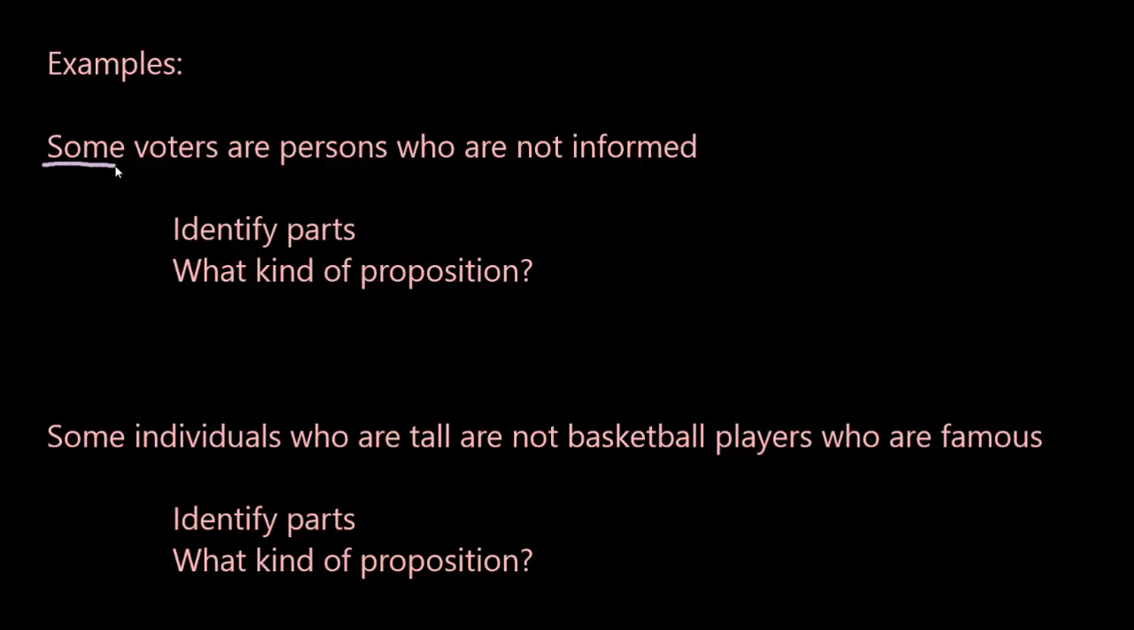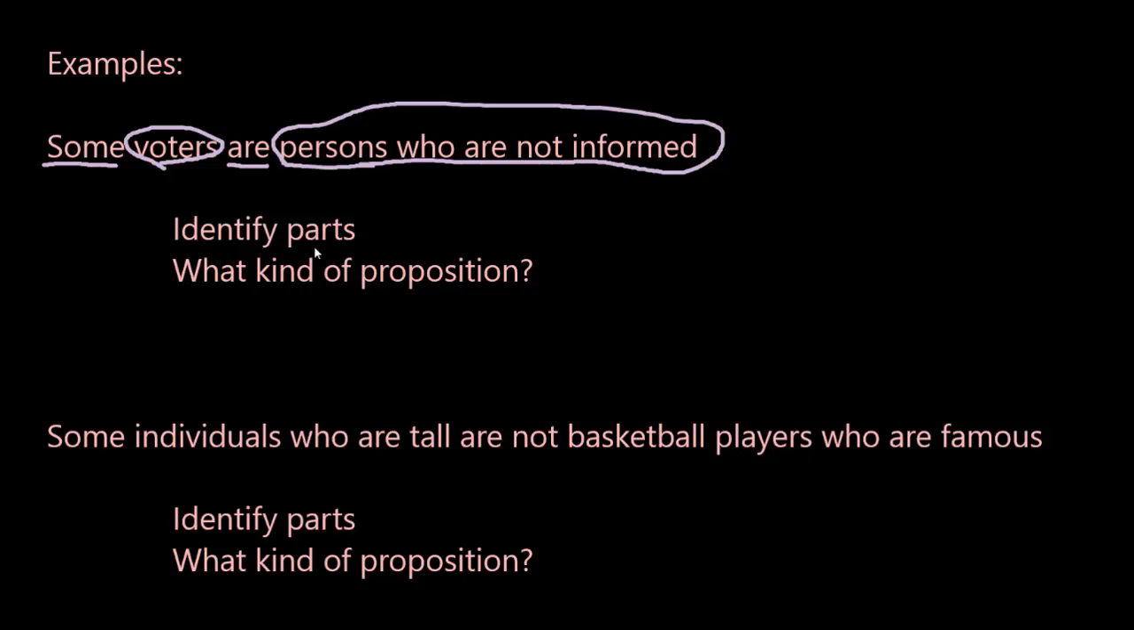Our quantifier is the word some. Our subject term is voters. The copula is are. And our predicate term is the entire phrase, persons who are not informed. Some of you may have thought that are not was the copula.